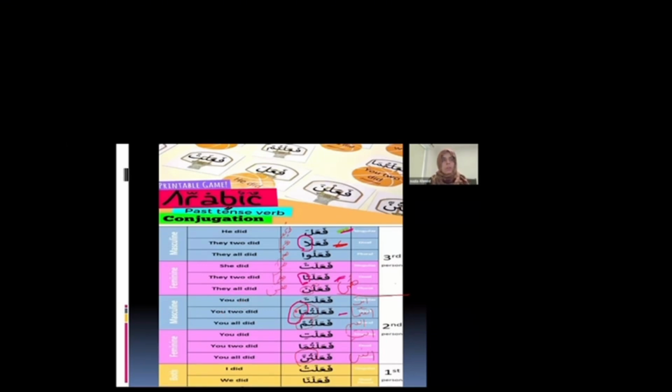Okay. Moving on to the second person. Anta. We're going to take ta from anta. Fa'alta. So note now, fa'al is same all the way through. But we're adding suffixes now. So anta, fa'alta. To take ta from anta. Fa'alta, second person, singular, masculine. Antuma. We take tuma, fa'altuma.